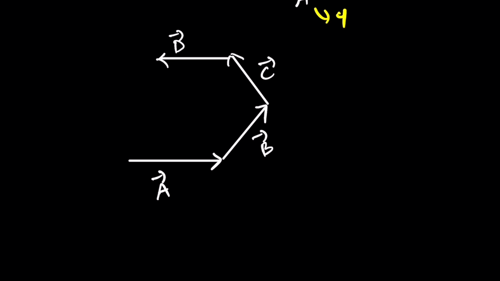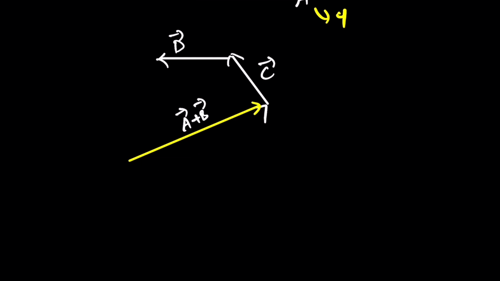Now, the triangle law concept: A vector and B vector, the resultant. So let's draw that. This represents A vector plus B vector. So this represents A vector plus B vector.